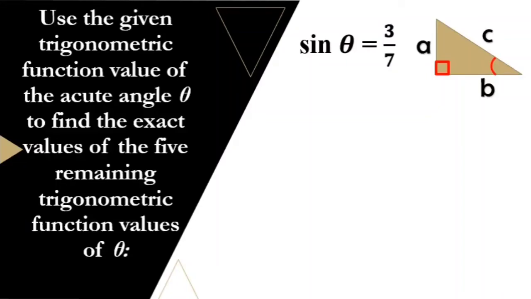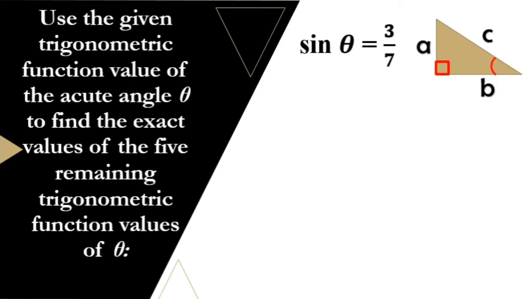Use the given trigonometric function value of the acute angle theta to find the exact values of the 5 remaining trigonometric function values of theta. Now, all we're really given is sine theta equals 3/7. So we draw a little triangle and put an angle there. So we can use this 3/7 to label a triangle.